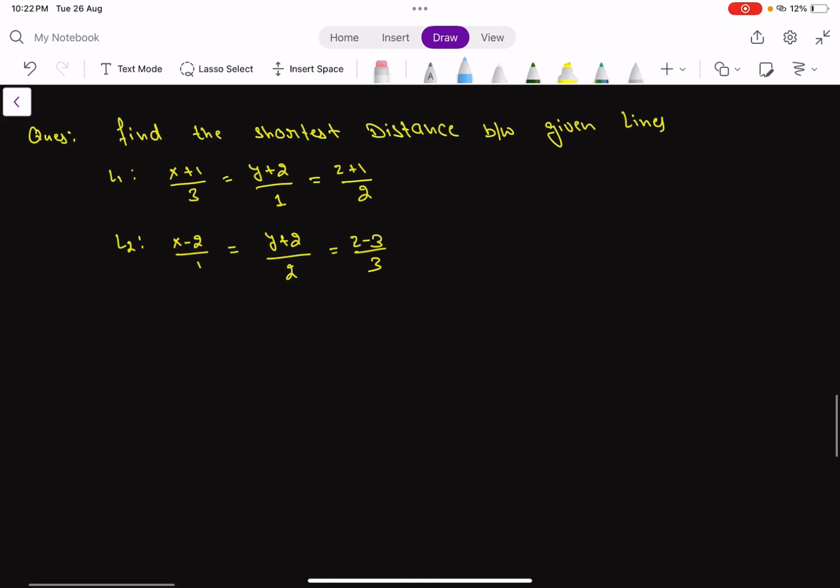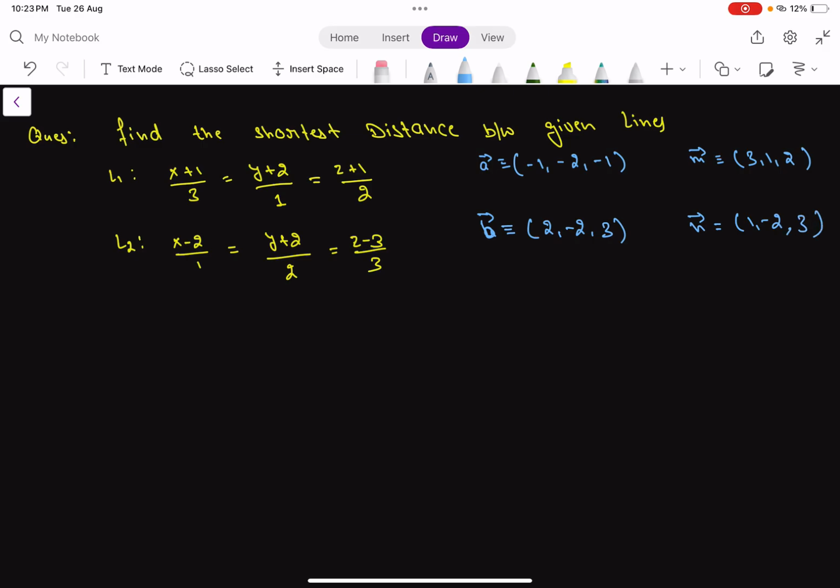These two lines, L1 and L2, are given, and you have to find the shortest distance between them. First of all, let me extract the data from these lines. Here I can clearly see that A vector is (-1, -2, -1) and M vector is (3, 1, 2). B vector will become (2, -2, 3) and N vector will become (1, -2, 3). So these are our A vector, B vector, M vector and N vector.